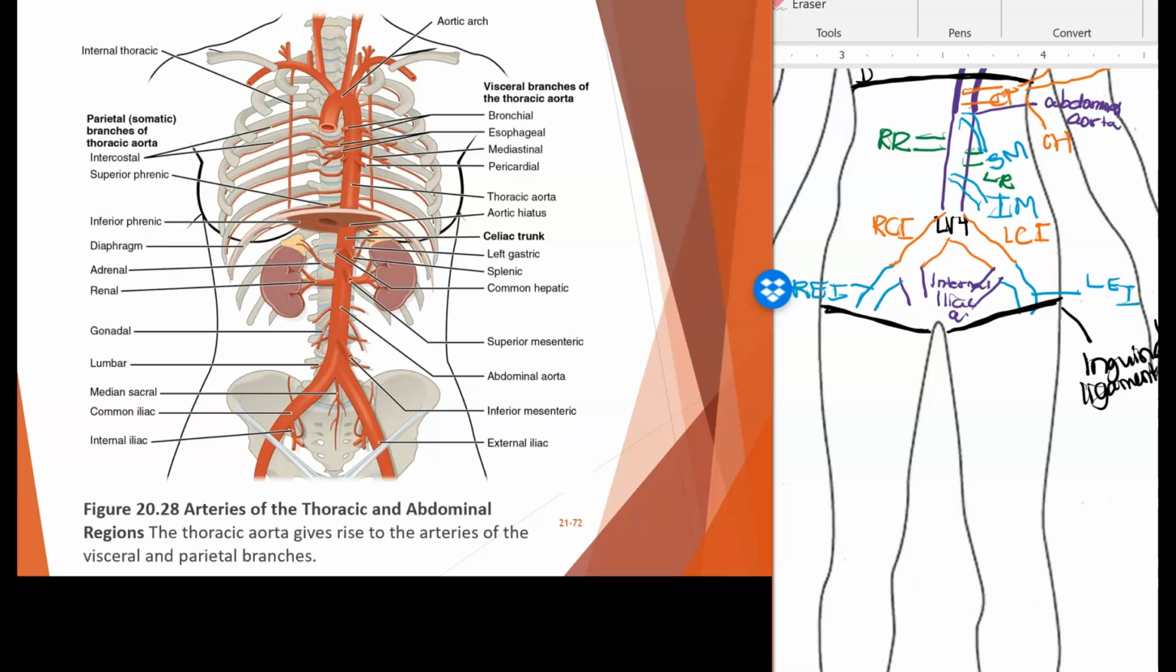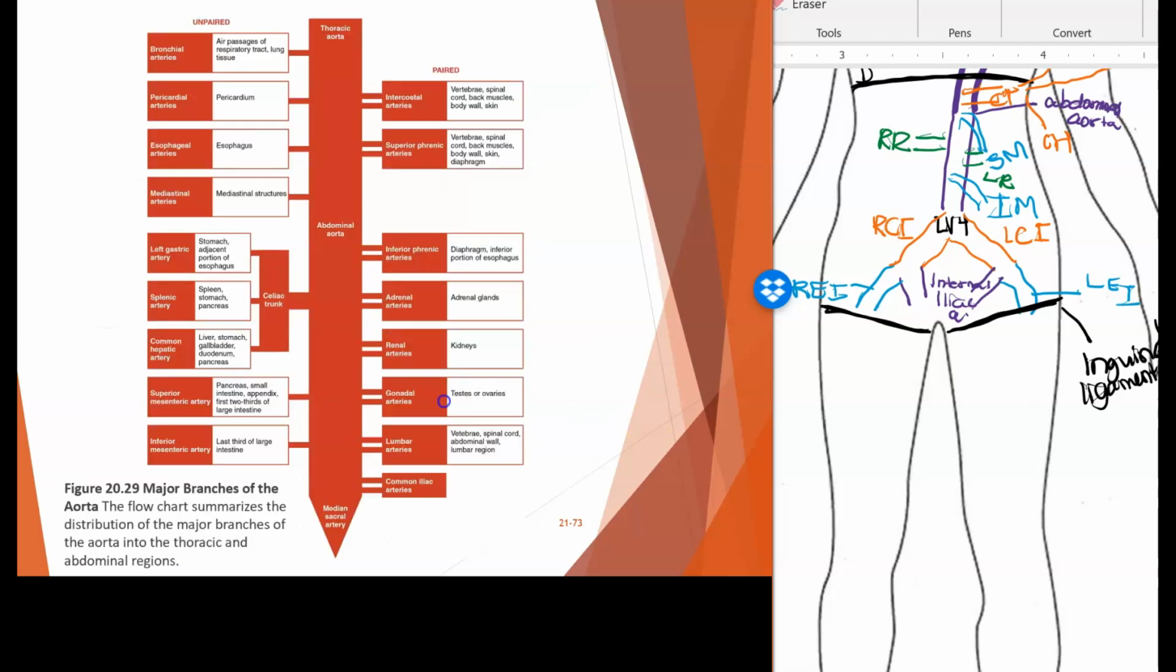So your external iliac artery is going to change its name once it passes that ligament. So here are some nice figures from OpenStax that really make it simple as far as the branches of arteries and how they're connected and what they supply.